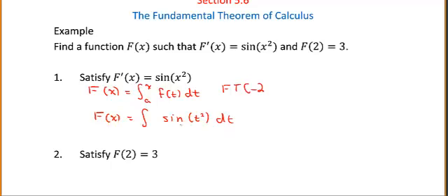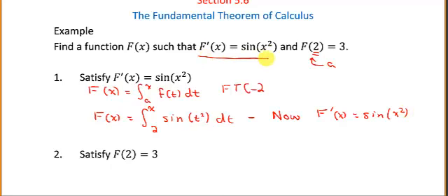Now here's what I want to do. I'm going to use this value as a, so this will be from 2 to x. Of course, sine of t squared would have to be continuous on an interval containing 2, and it is. It's continuous everywhere. So notice that now, just with this, f prime of x is equal to sine of x squared by the fundamental theorem of calculus part 2.